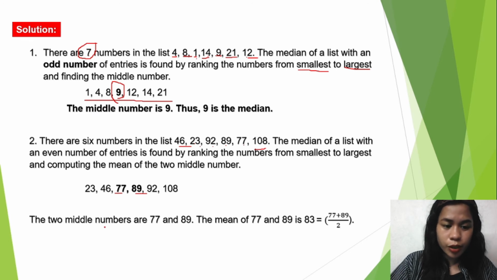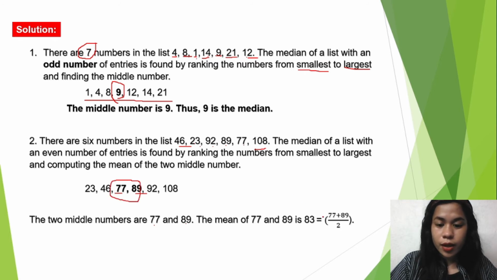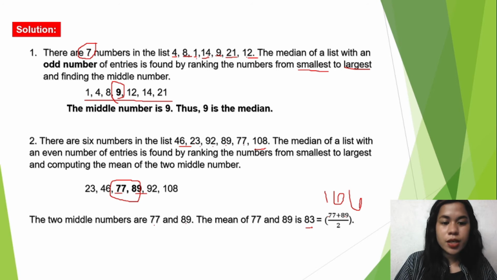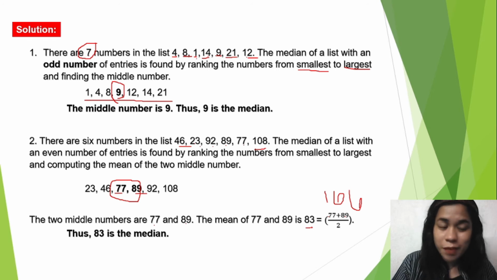So the 2 middle numbers are 77 and 89. Then we divide it by 2. We add first 77 plus 89, we have 166. And divided by 2, we get 83 as our median. So therefore, since 83 is the mean of the two middle numbers, 83 is our median.